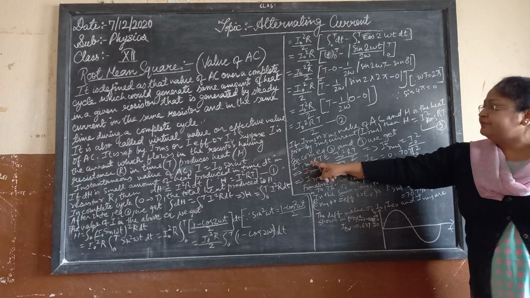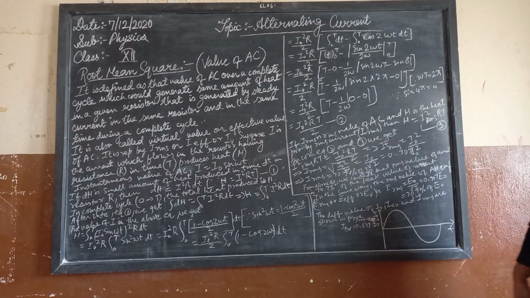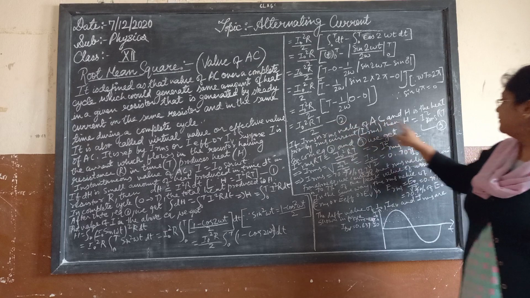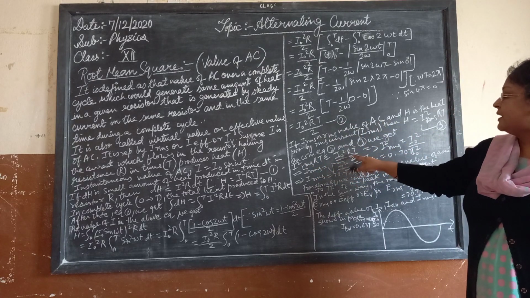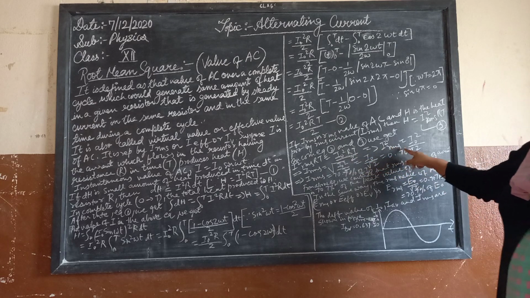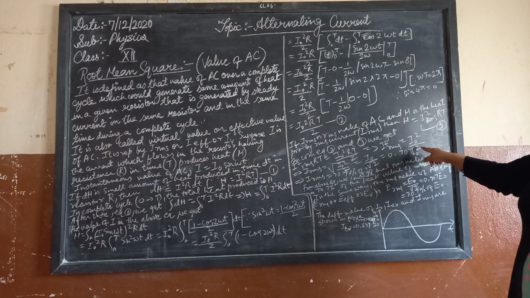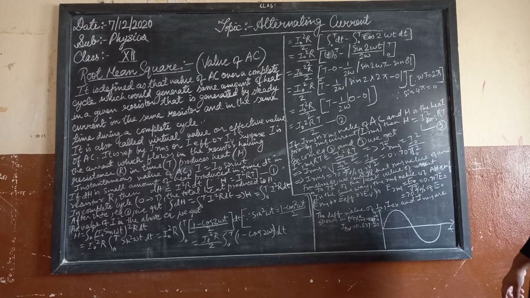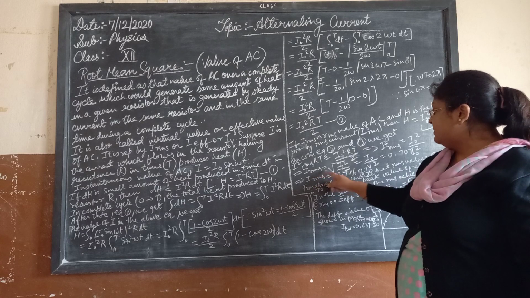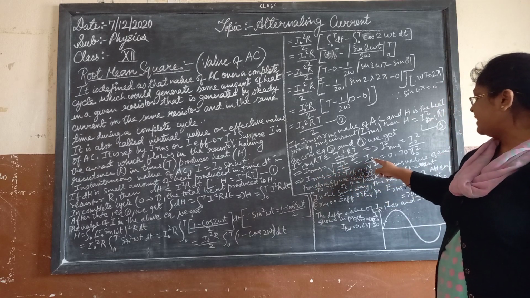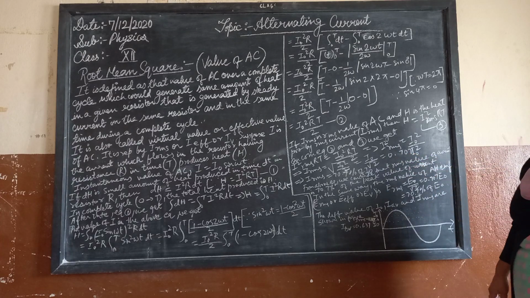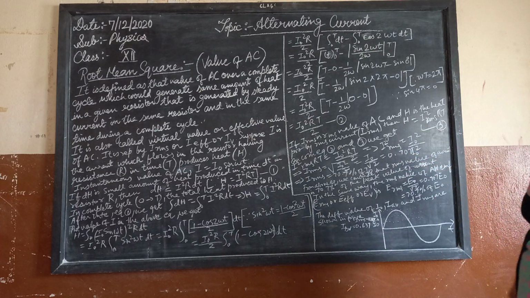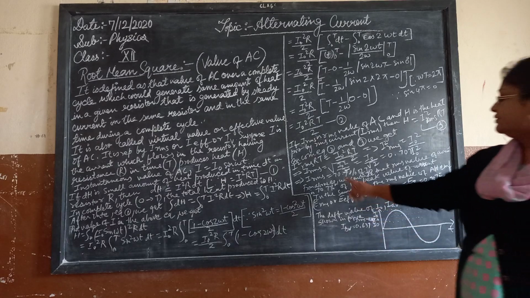Now we have compared equation number 2 and equation number 3. So I square RMS RT is equal to I0 square RT upon 2, so I square RMS is equal to I0 square upon 2. Then IRMS is equal to I0 upon root 2, that is 0.707 I0. So this is the value of this particular equation.